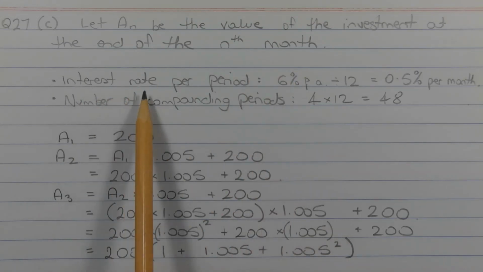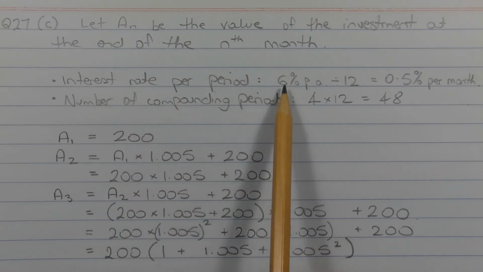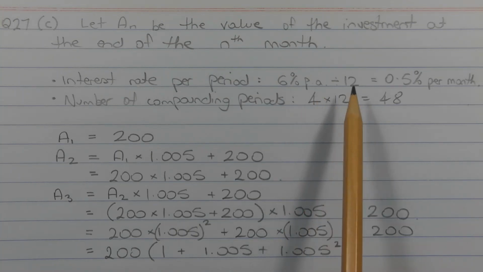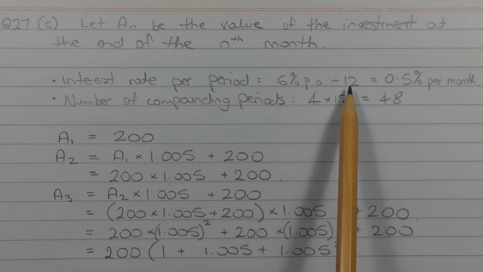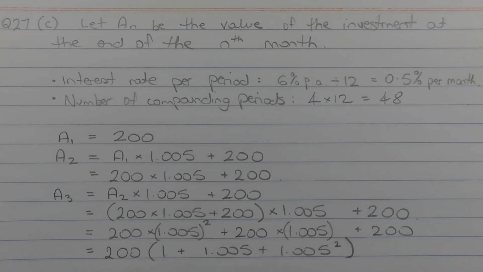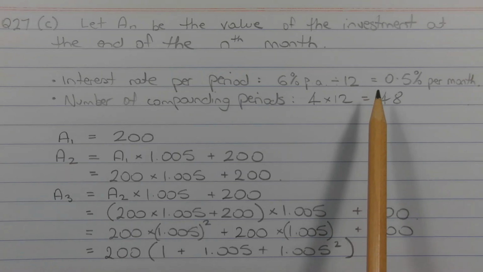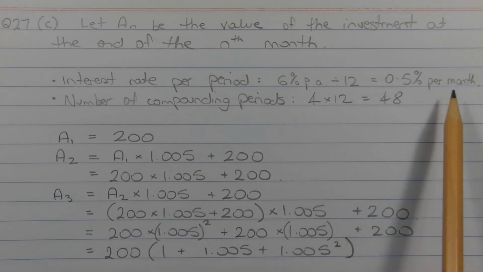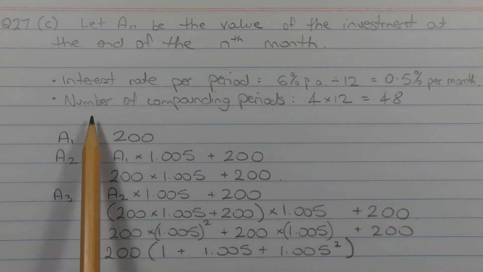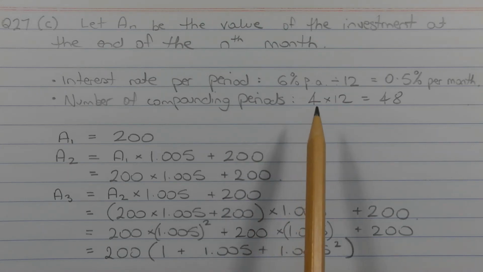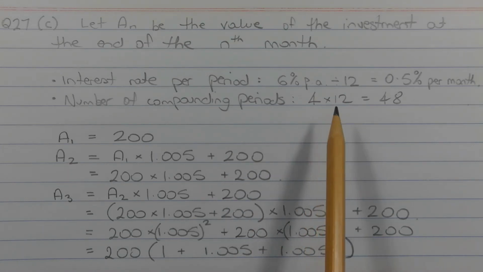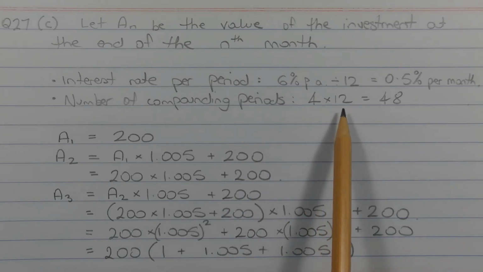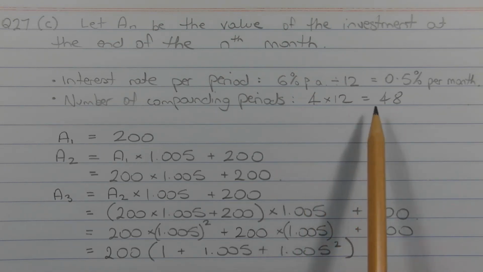Now the interest rate per period is given by 6% per annum divided by the number of compounding periods in the year. It's compounded monthly and there are 12 months in the year, so 6% per annum divided by 12 is equal to 0.5% per month. And the number of compounding periods is given by 4 years multiplied by the 12 compounding periods in a year. So 4 times 12 equals 48.